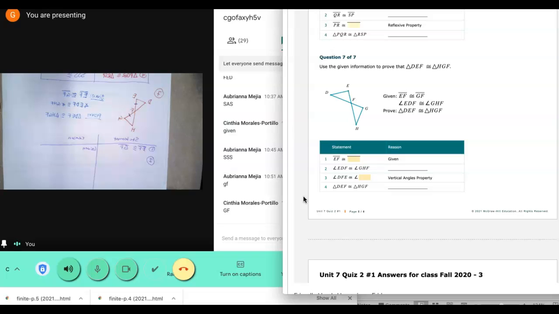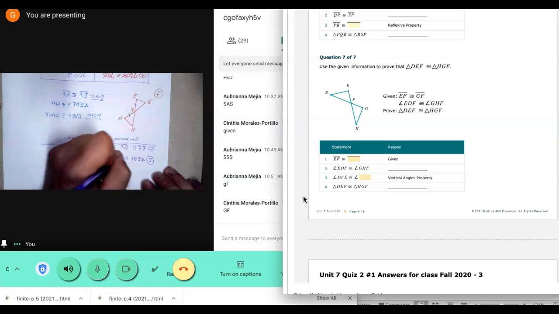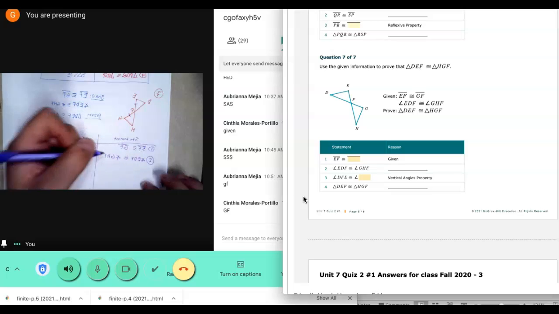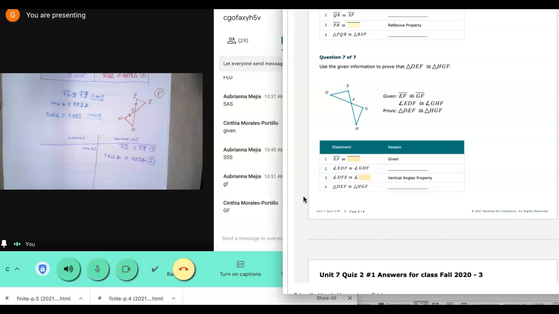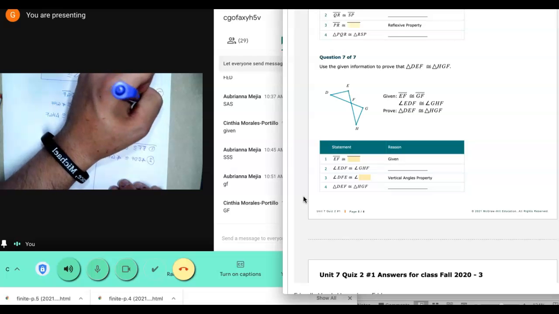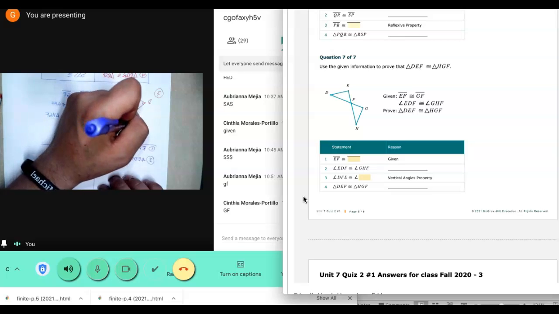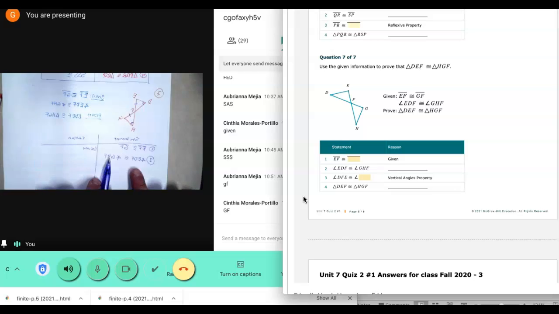angle EDF is congruent to angle GHF. Anybody know the reason for that? I'm going to go ahead and mark that actually. Angle EDF, remember, you're outlining it, it's this angle here, EDF, is congruent to angle GHF. Remember, the middle letter is the vertex, so the angle at D, because D is the middle letter, and the angle at H, because H is the middle letter, those are congruent.